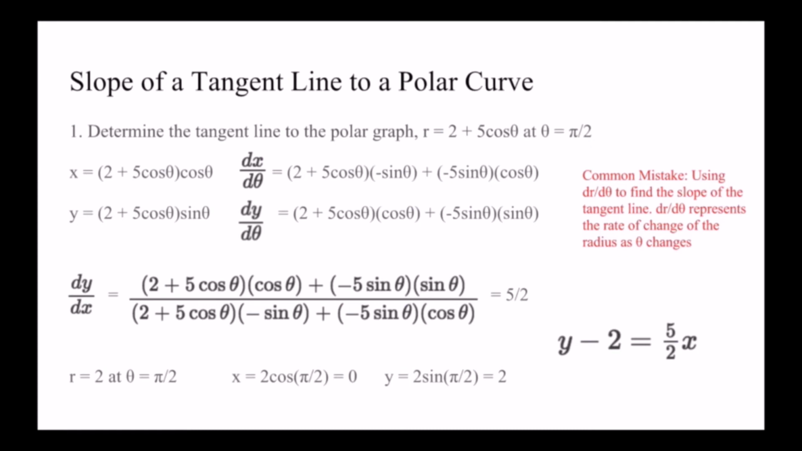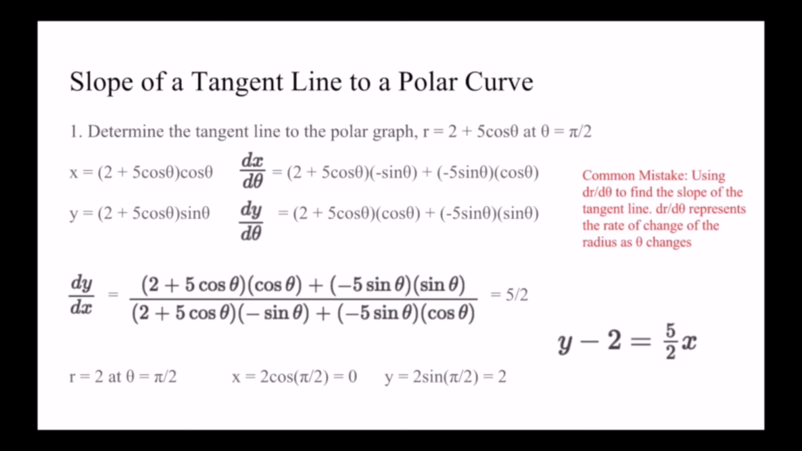First thing I would do is solve for the Cartesian values x and y. Since we know r, we can just plug it into the respective equations, and now we can solve for the derivatives of x and y. To solve for the slope of a tangent line to that curve, we take dy over dx, which is basically just the derivative of y all over the derivative of x. And since I'm trying to find the tangent line at theta equals pi over 2, just plug in pi over 2 into theta and we get 5/2.